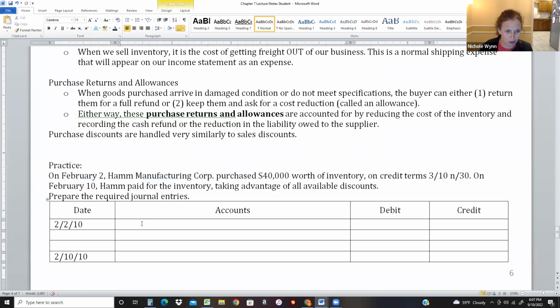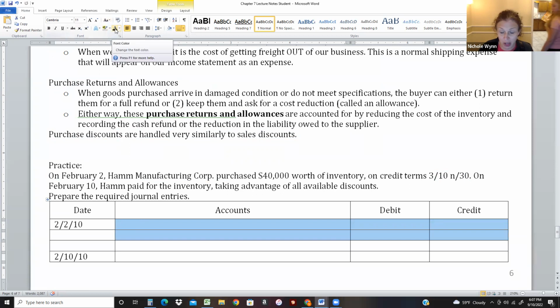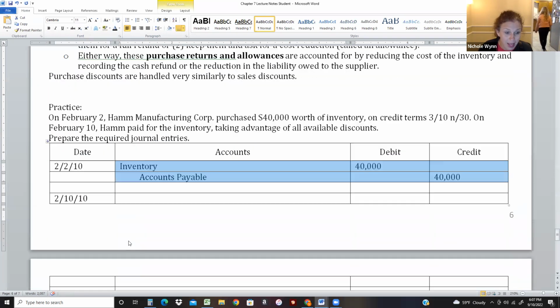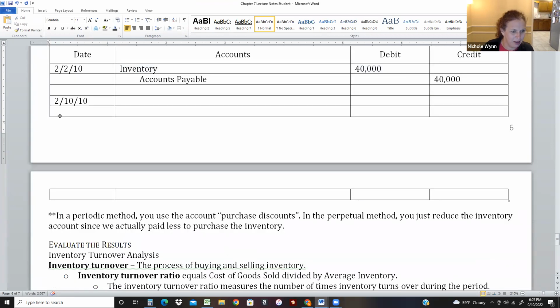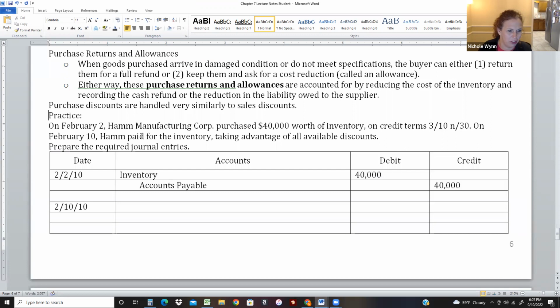So when we buy the inventory, we are going to debit inventory and credit accounts payable. And then when we go to pay for the inventory, let's just do that so it's all together for now. That's fine. When you go to pay for the inventory, we need to pay off the accounts payable. And then we're going to pay cash on the bottom row.